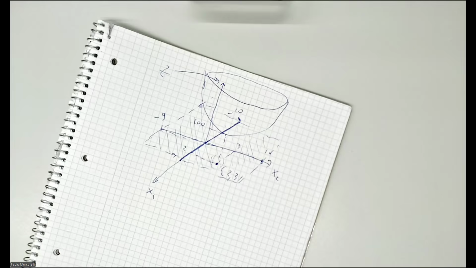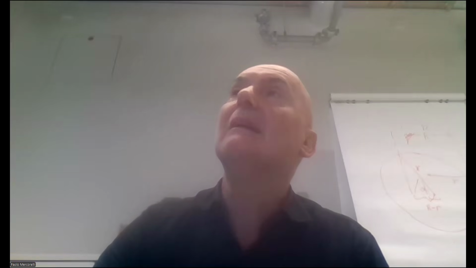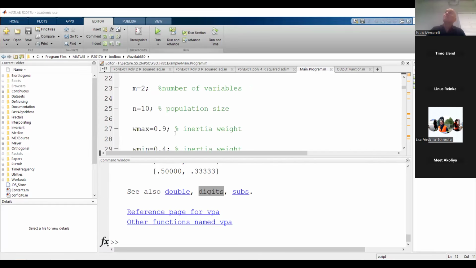One second, let me share again. This means LB and UB are extremely important. We will see later what happens if the minimum is outside, no? Because this is a hypothesis. The dimension is 2 variables.